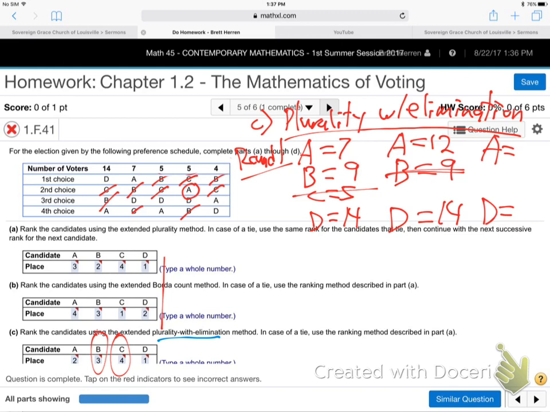B is out. Okay. Now, how many did A get? A gets 7 and 4, right? That's it. Oh, and 5. 12. A gets 16. D gets 14 and 5, 19, right? Yeah. So D wins. So D is first place, and A gets second place. That makes sense then? How to do it?